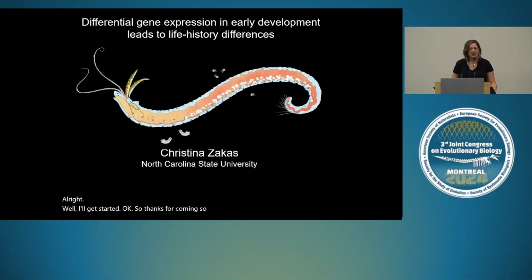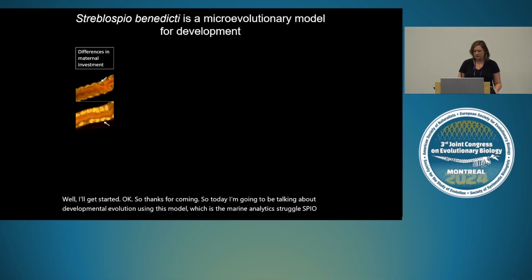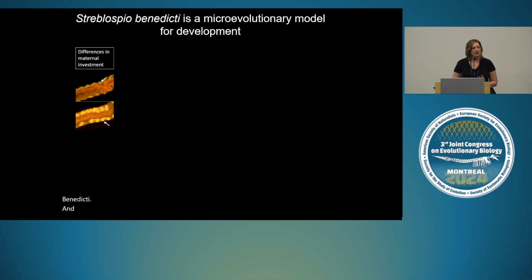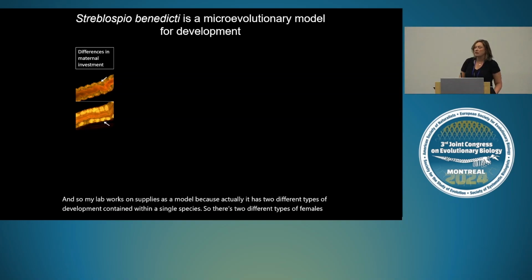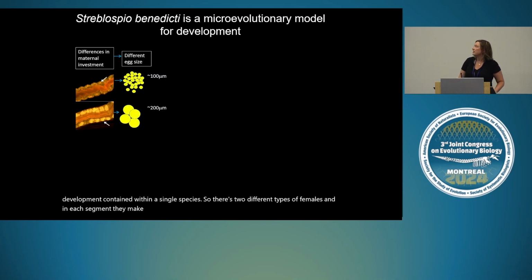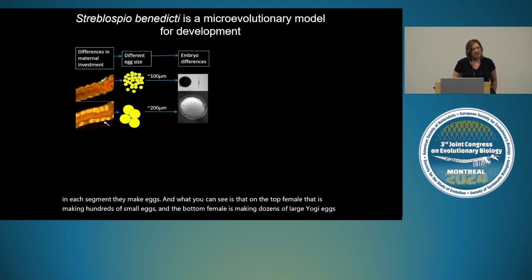So today I'm going to be talking about developmental evolution using this model, which is the marine annelid Streblospio benedicti. My lab works on Streblospio as a model because it actually has two different types of development contained within a single species. There are two different types of females, and in each segment they make eggs. What you can see is that the top female is making hundreds of small eggs, and the bottom female is making dozens of large yolky eggs. There are some differences in how these eggs develop, which I'll talk about in just a minute.